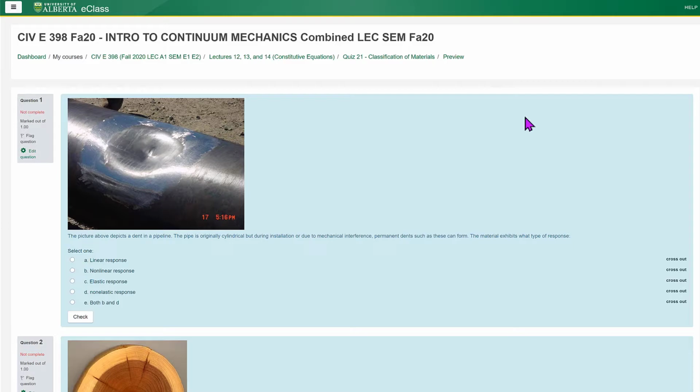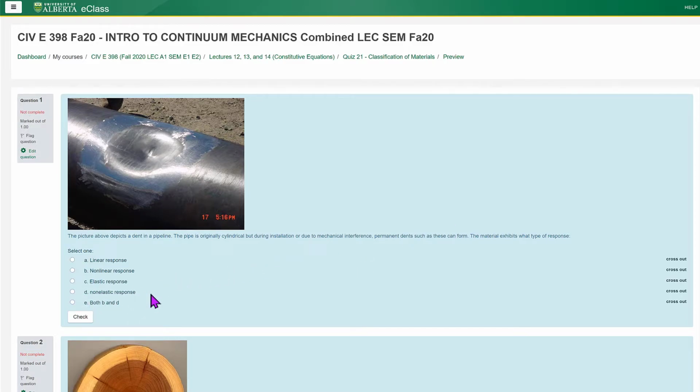So the first one says the picture above depicts a dent in a pipeline. The pipe is originally cylindrical, but during installation or due to mechanical interference, permanent dents can form. So it's asking what kind of response does this material exhibit? Now, the key here is permanent dents. So what happens is we take something like this steel, we load it, it gets deformed, but here's the key. When we unload it, there's still that deformation. Now that's what we consider a non-elastic response. So if we load something and unload it and there's that permanent deformation, that's the non-elastic response, D.